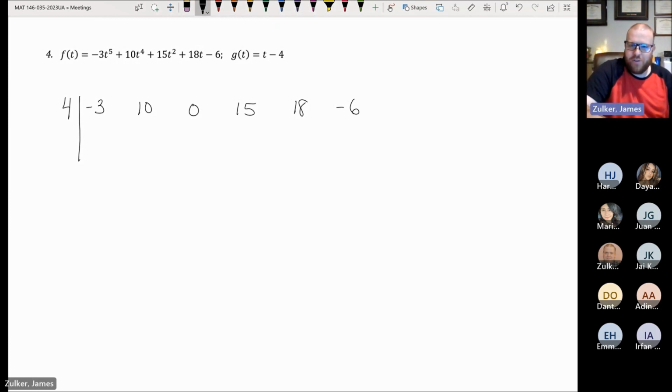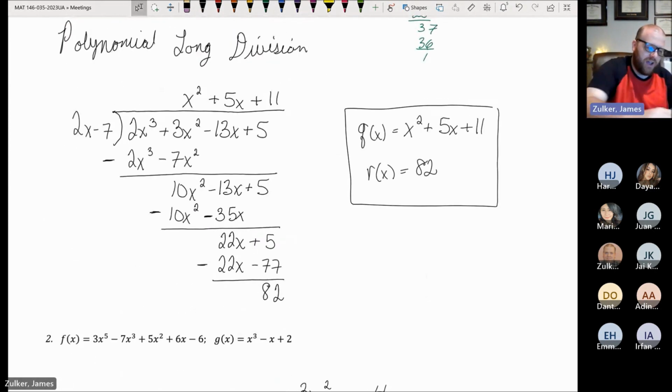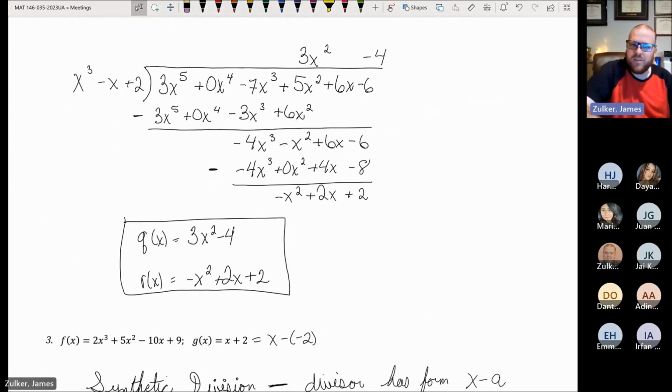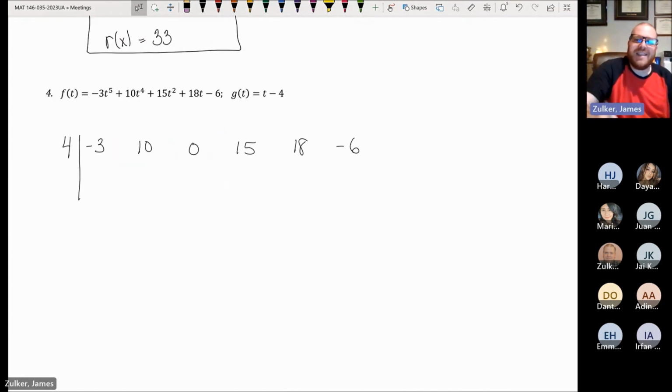Unlike with polynomial long division, where it doesn't matter if you don't write the missing terms, right? Like this first problem, not the first problem, the second problem. It does matter for synthetic. Right? You need the coefficients of all the terms. And the coefficient of missing terms is 0.